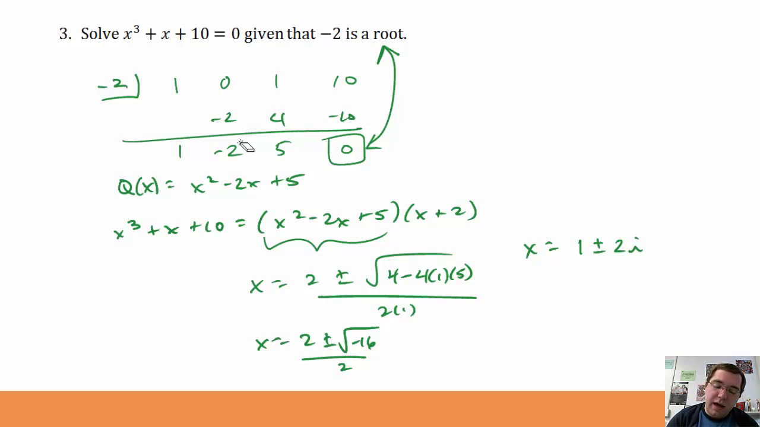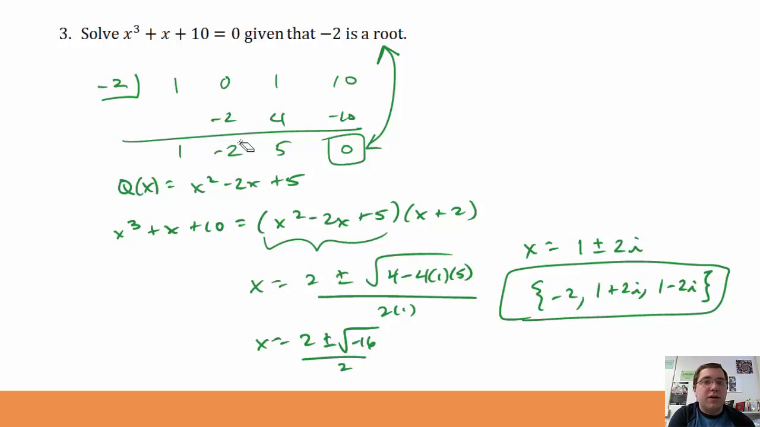And don't forget that negative 2 is also a solution. So my solutions are negative 2, 1 plus 2i, 1 minus 2i. And I was able to then solve a cubic equation using the results of this section, using essentially the factor theorem.